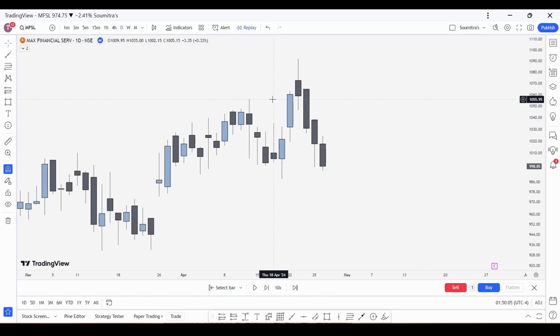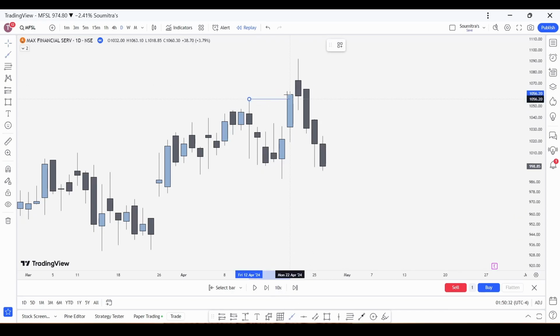So this is 29th of April 2024 and this trade was taken in the Indian stock market. The stock name is Max Financial Services and this is the daily chart updated up to the previous day, which is Friday 26th of April 2024. So now what do you see?